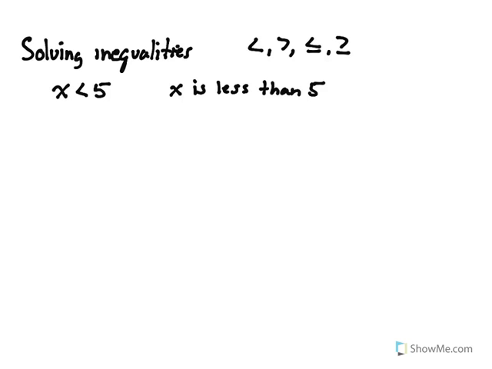That means all my solutions for that inequality have to be less than 5, but not including 5, because it's not less than or equal to. There's no line under that inequality sign.